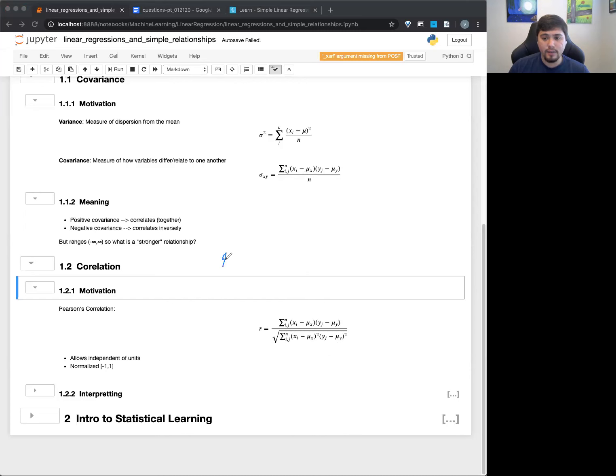And eta, if you guys ever look for it, it looks like an n, but it's a kind of funky looking n. So eta is another way to calculate it. It's a little bit different, but the same idea.